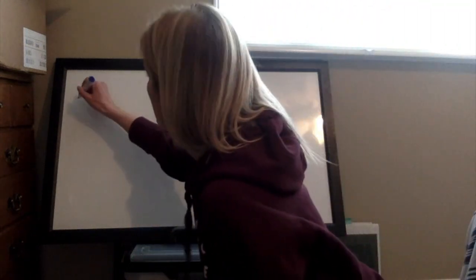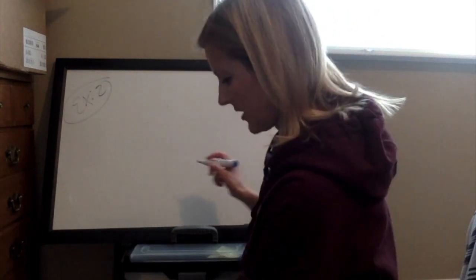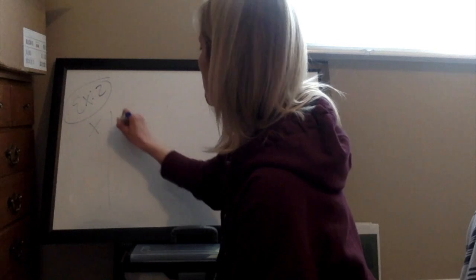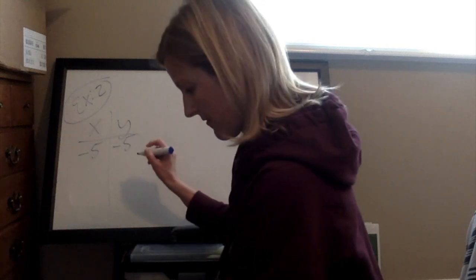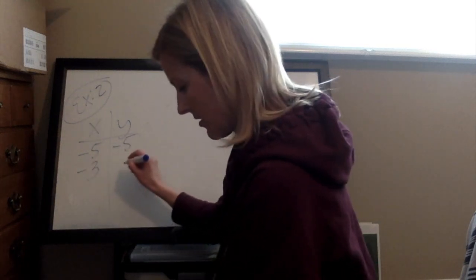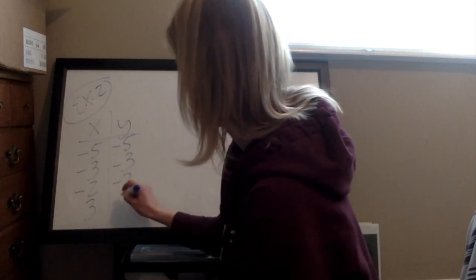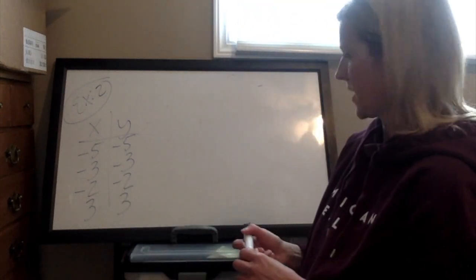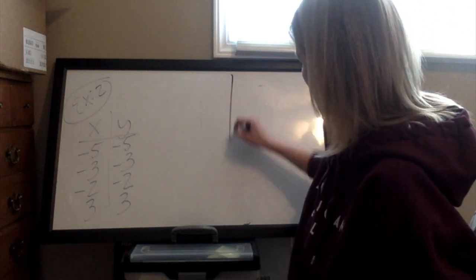Okay, so we're going to do the blue pen. So this is example number 2. And they give you the X and Y, well, it's a table, but I call it an X and Y chart. So -5, -5, -3, -3, -3, -2, -2, and 3, and 3. Okay. So then you've got your graph.